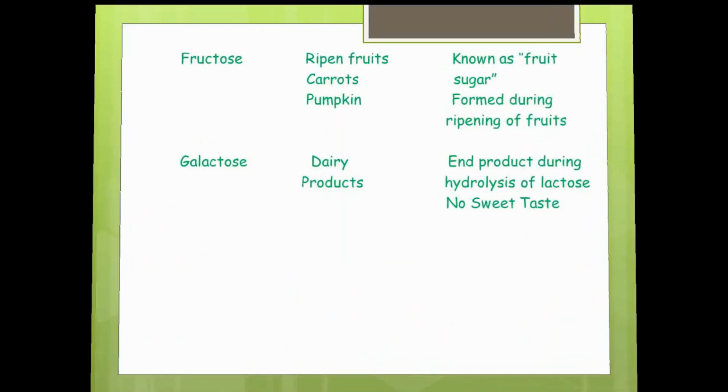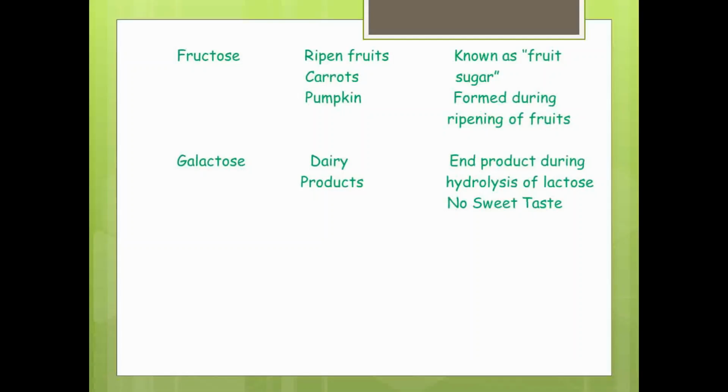Next type is fructose. Fructose can be found in ripened fruits, carrots, pumpkin, and bee honey too. Fructose is known as fruit sugar. You know that fruits are so sweet, so we can take it as fructose. The fructose is formed during the ripening of fruits.